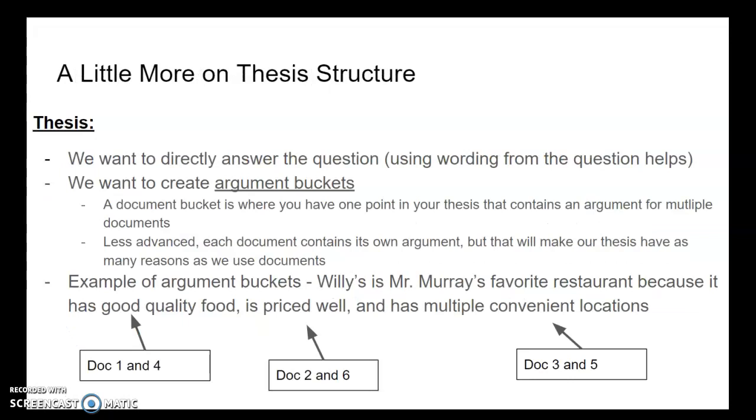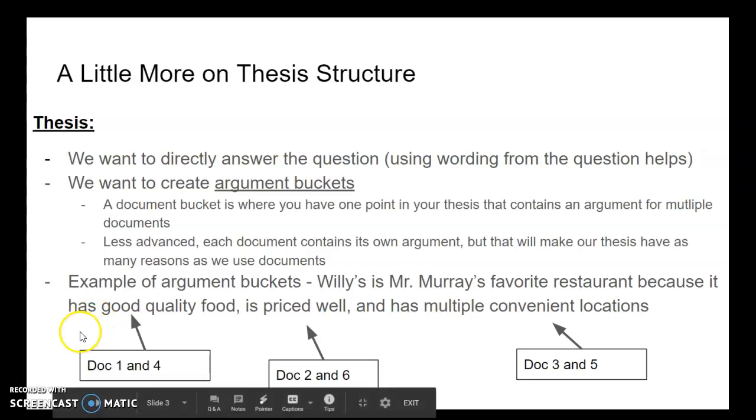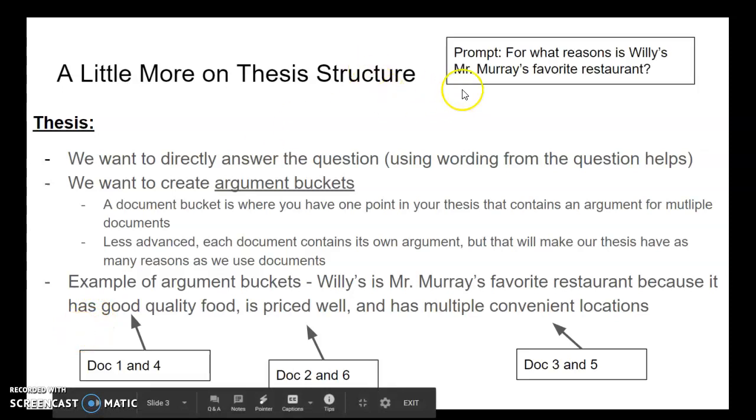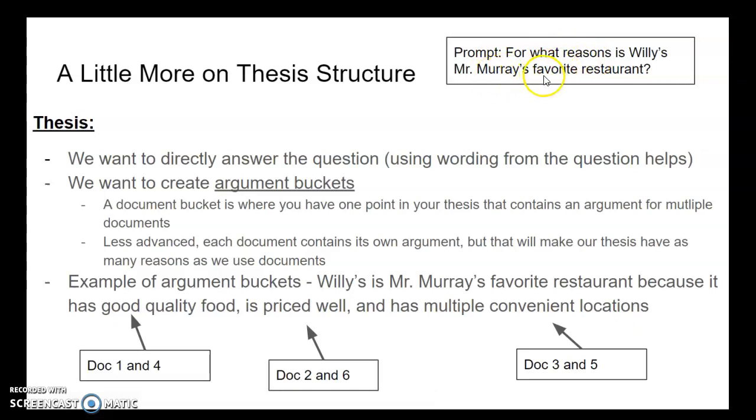But let's talk a little bit more in detail about a thesis. So with the thesis, there are two things that we're going to ultimately try to create. The first one is we want to make sure that we're directly answering the question. So using the wording from the question does help. So for example, if I have a prompt that says something like, for what reasons is Willie's Mr. Murray's favorite restaurant? We would want to answer by saying Willie's is Mr. Murray's favorite restaurant because. See how we're using the words from the prompt to answer it?